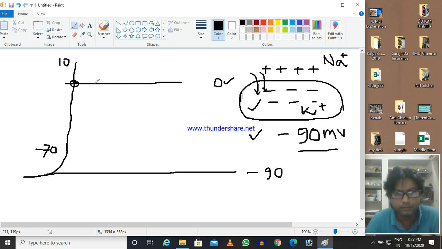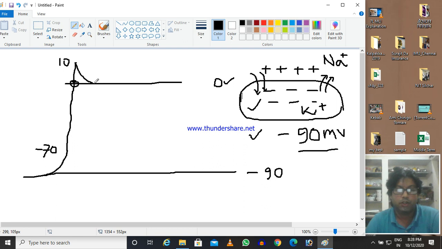Okay, so now once it reaches 10 millivolt, what happens? Some potassium channels open, and the potassium starts to go out. It's a cation. So once it starts to go out, again this positive 10 millivolt starts to reduce.